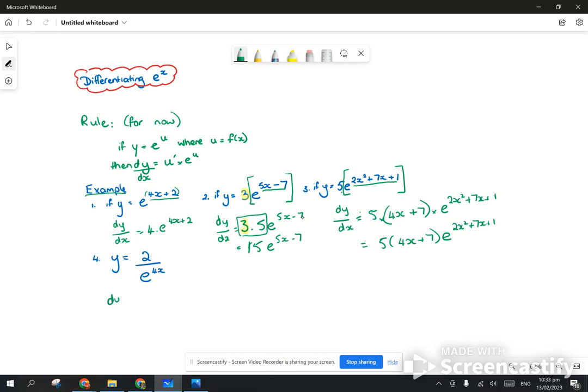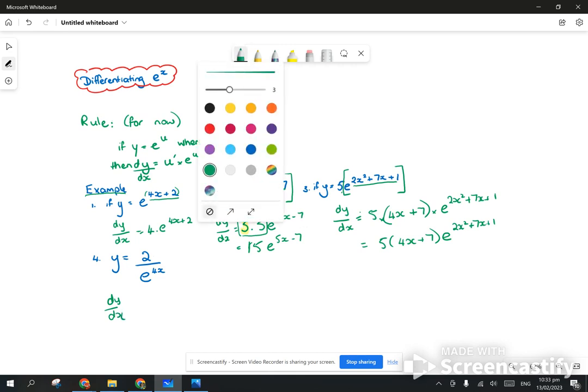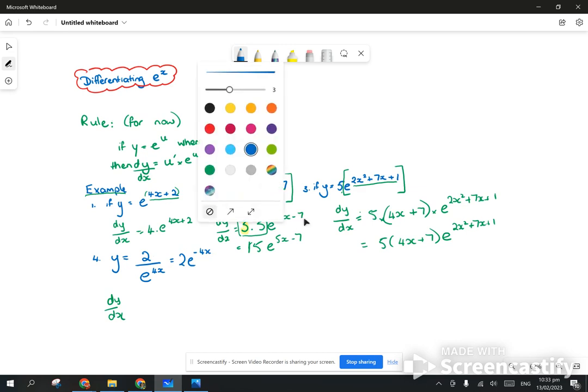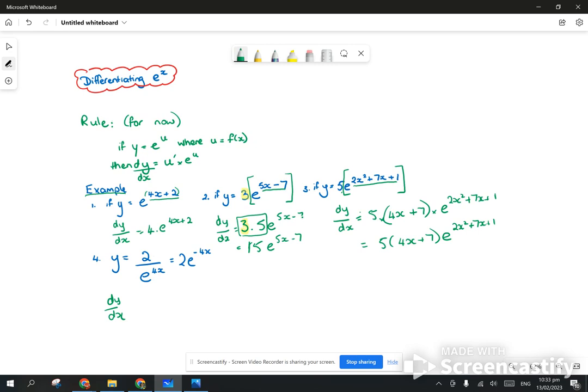Doing this last one, number 4, dy/dx. Oh dear, x is on the bottom. We can't leave it like that, so we need to change what it looks like. We're going to write it as 2e to the minus 4x. Give it a negative power, and that makes life a little easier for yourself. Now it's off the bottom, we can have a go at doing this one. That's your u, the 2 stays, and so the derivative of minus 4x is minus 4, and then we multiply by the original function. Tidying up a bit, 2 times negative 4 is negative 8, e to the minus 4x.